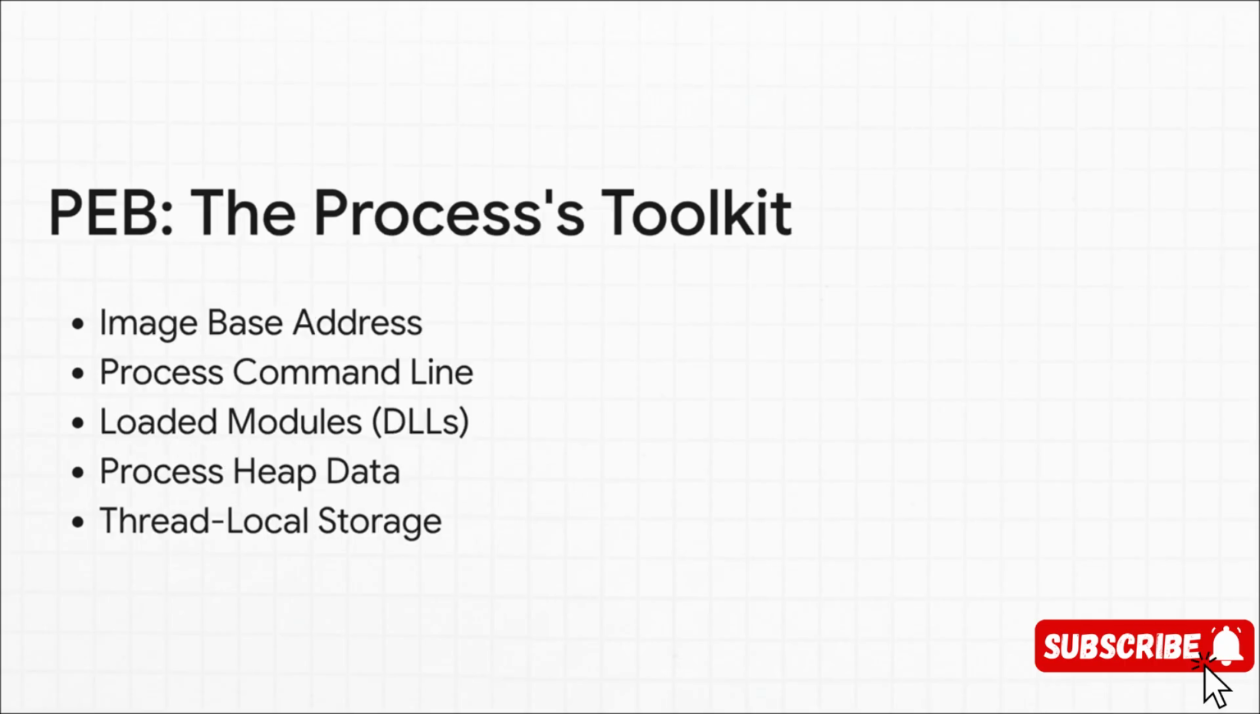Now, the PEB, on the other hand, is the process's public-facing toolkit. It's there to answer all the practical questions the process has, like, hey, where am I loaded in memory? What command line arguments was I given? Which shared libraries or DLLs do I have access to? The kernel basically builds this toolkit and then just hands it over for the process to use.